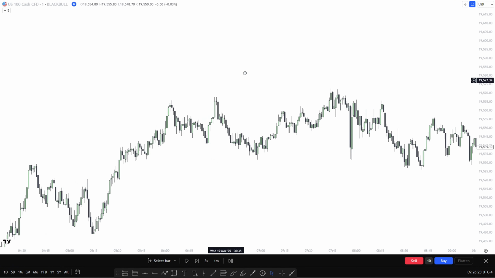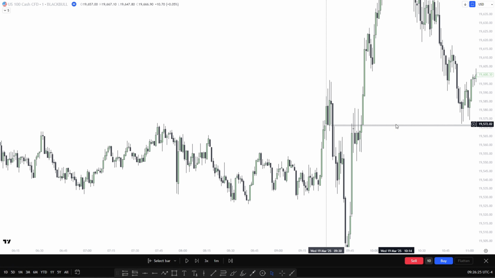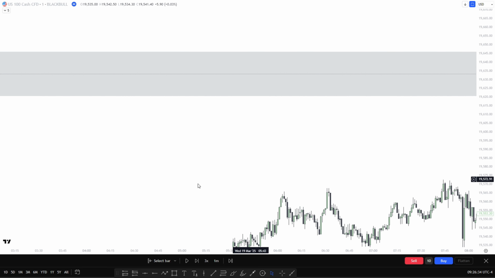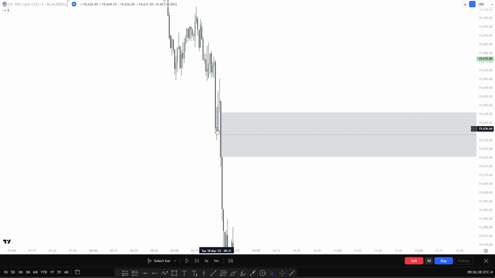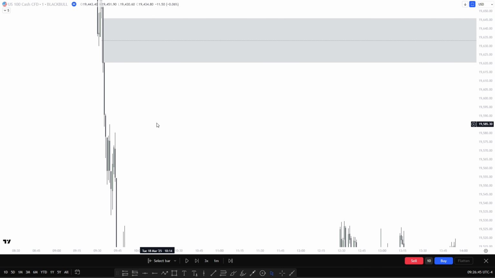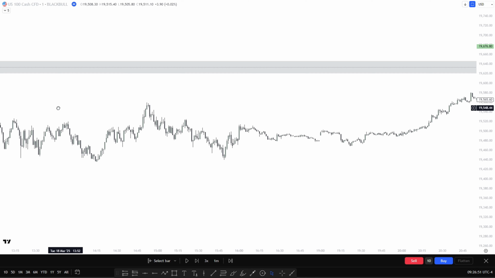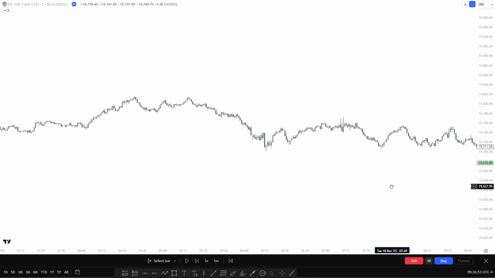I'll remove the opening range gap. Sorry. Let me just put another. See here, that's the gap from previous day, March 18th. This one we never went back to. It just aggressively delivered down and we consolidated all the way until March 19th.